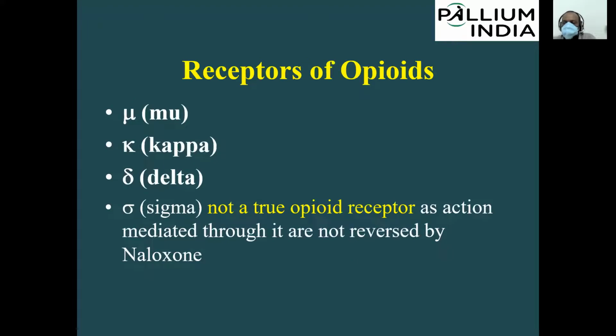How does the opioid act? It acts on opioid receptors. Okay, so there are mainly 3 opioid receptors: mu, kappa, and delta. And the opioids combine with these opioid receptors to produce physiological changes, and it will produce analgesia and other effects.